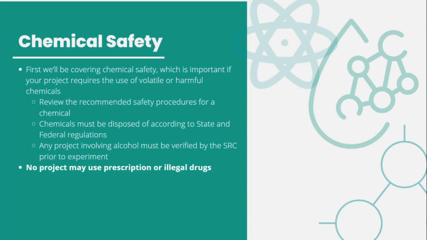So to start off, chemical safety. This is important if your project requires the use of chemicals at all, especially volatile and harmful ones. And what you want to start by doing is review the recommended safety procedures for a chemical. And then, of course, once you're done, dispose of the chemicals according to state and federal regulations. Any project involving any form of alcohol must be verified by the SRC before the experiment, and no project may use prescription or illegal drugs whatsoever.